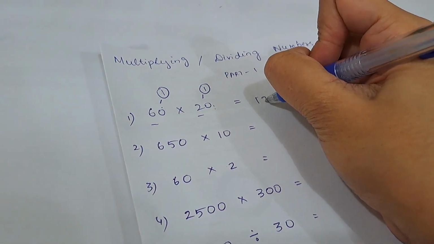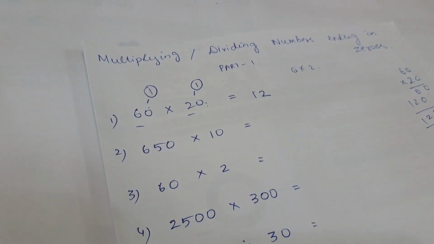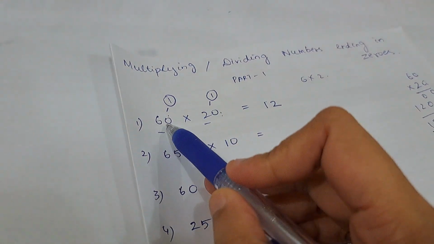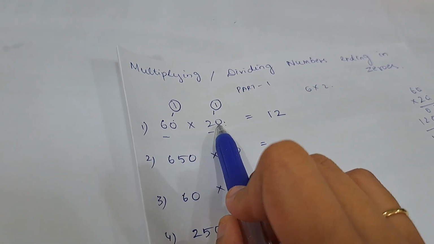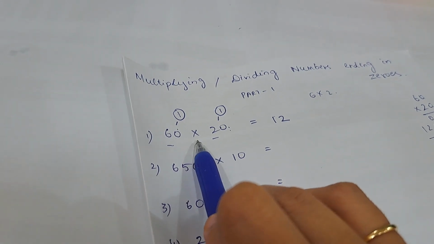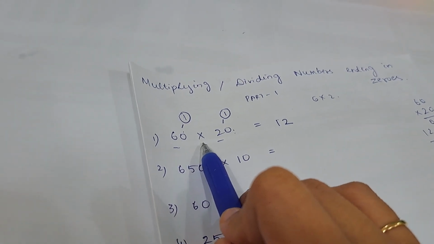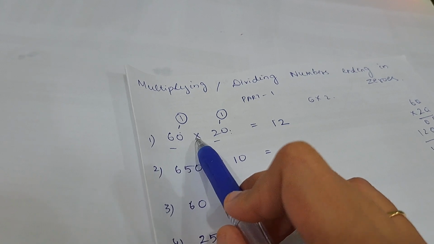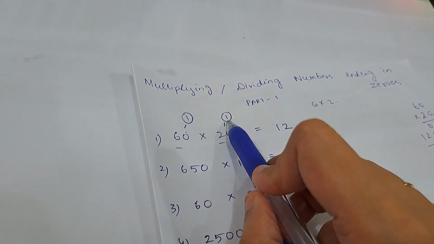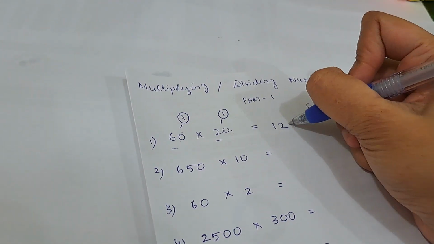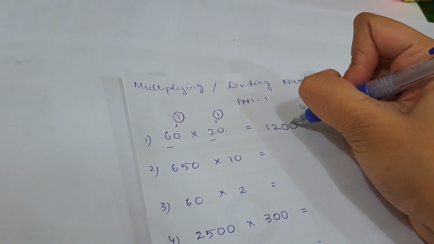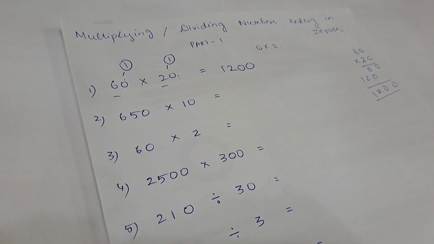Write that answer. Now it is time to deal with the zeros. There is 1 zero in this number and 1 zero in this number. And since we are dealing with multiplication, you have to add the number of zeros. 1 plus 1 makes 2. So that means you have to write 2 zeros behind your answer.